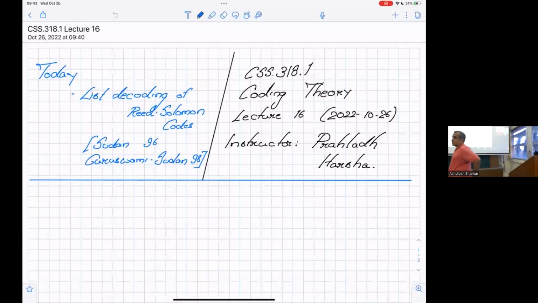So welcome to lecture 16. We'll continue our discussion on list decoding of codes. Last time we saw the combinatorics of list decoding codes. We introduced the notion of a list decodable code, which is the ability to decode beyond the unique decoding radius, beyond distance by 2.